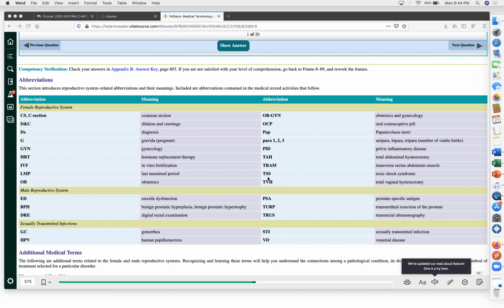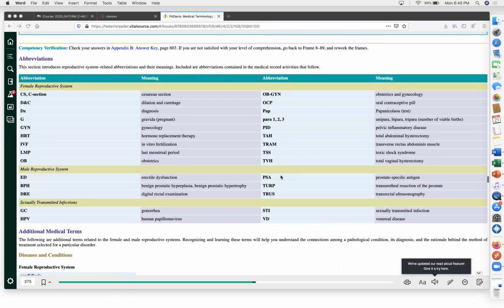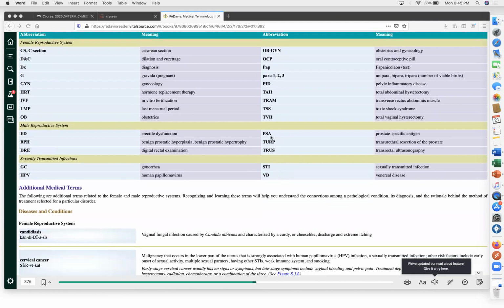TVH, yeah, I've seen it before. TSST is toxic shock syndrome, not too common. Toxic shock syndrome happens when someone leaves a tampon for a prolonged period of time within the vaginal canal, and then it gets infected. Usually happens with either the homeless population or somebody with mental defect or disease as well. TRAM, not too common. PSA, prostatic specific antigen, that's what we test for if there's any prostatitis. TURP, we already mentioned. BPH, DRE.